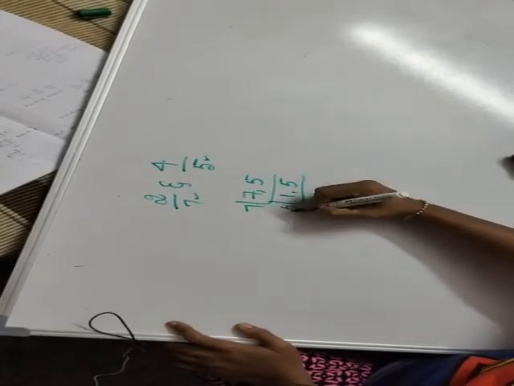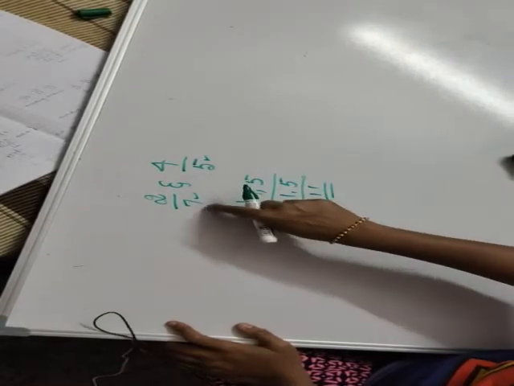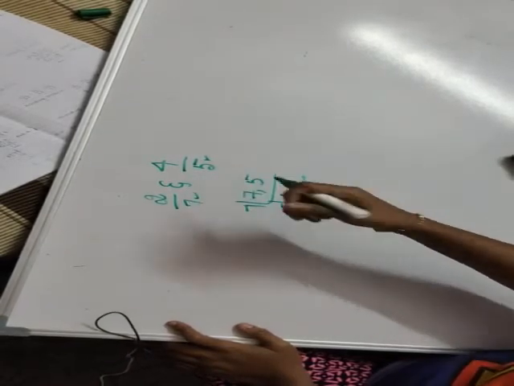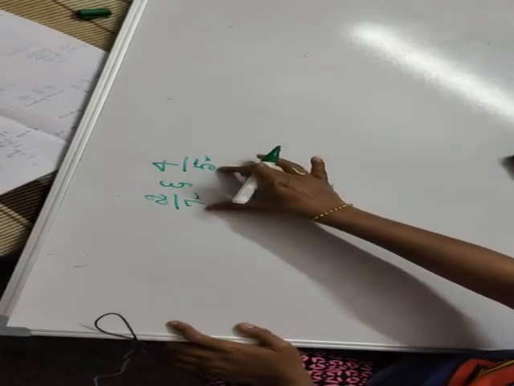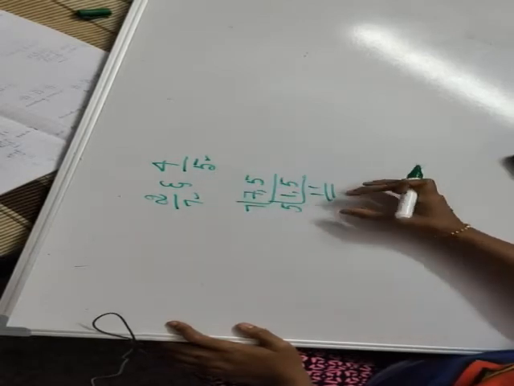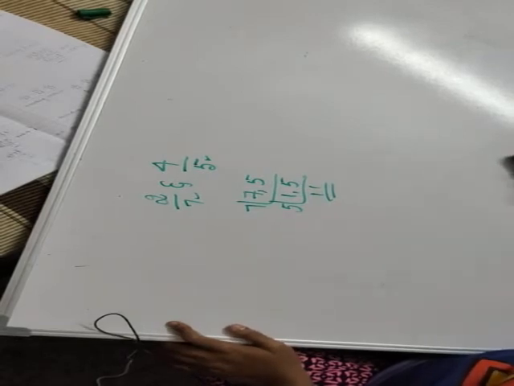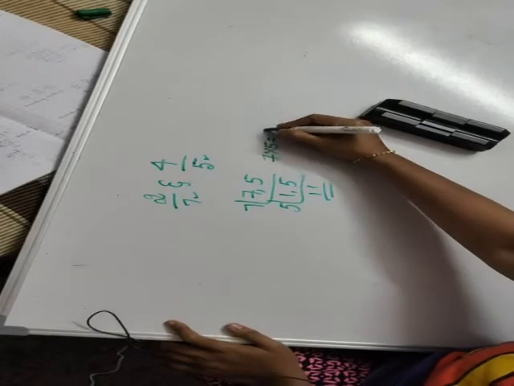Then by 5. 7 5s are 35. When both are prime numbers, you can multiply directly. 7 5s are 35. 35 itself is the LCM. Only when both are prime numbers can you multiply directly to find the LCM, not always. Remember that. So now the LCM becomes 7 into 5, 35.